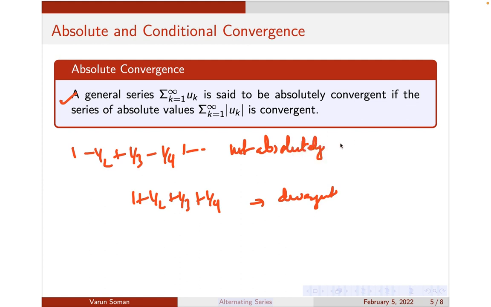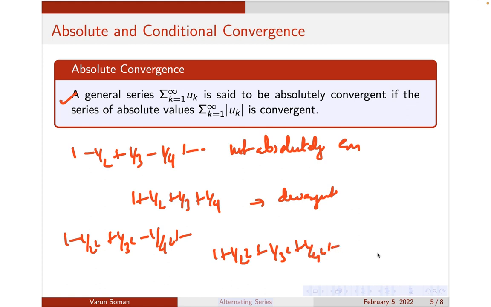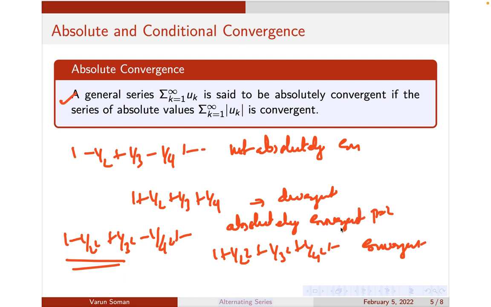Not absolutely convergent. On the other hand, if I am taking the series 1 minus 1 by 2 square plus 1 by 3 square minus 1 by 4 square plus etc., the corresponding positive term series is 1 plus 1 by 2 square plus 1 by 3 square plus 1 by 4 square plus etc. This is your P series with P equal to 2. Therefore, this series is convergent. So we will say that the given series is absolutely convergent because the absolute terms are convergent, and hence since it is absolutely convergent, the given series is convergent.